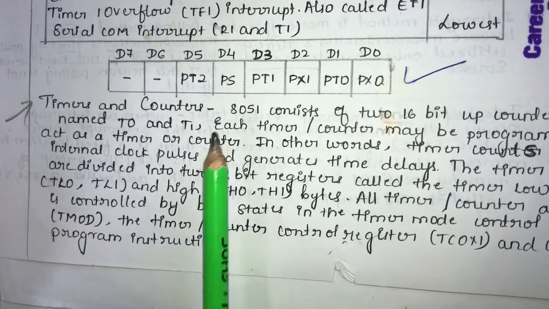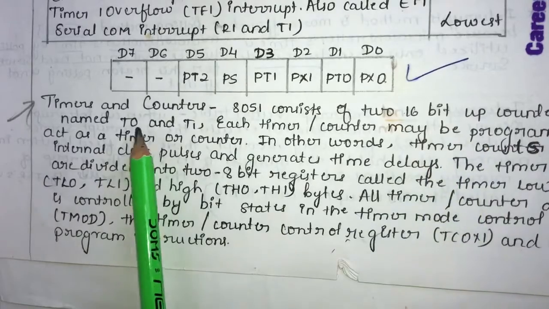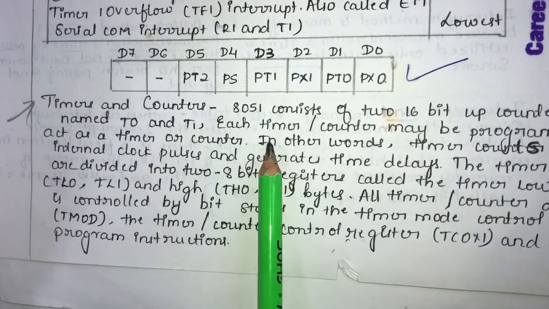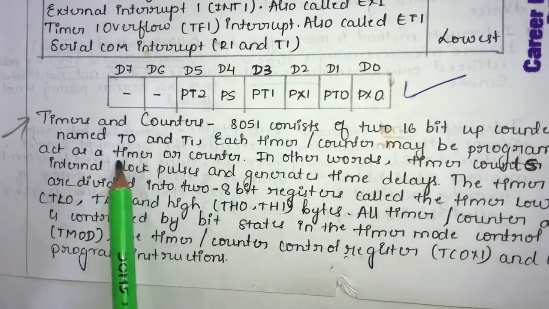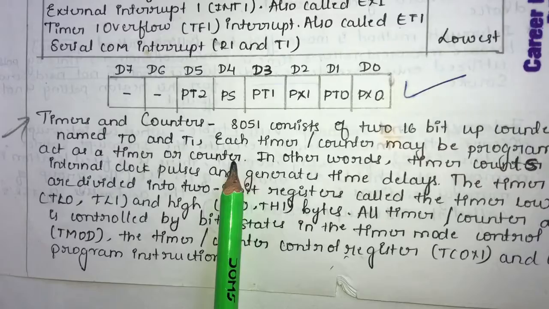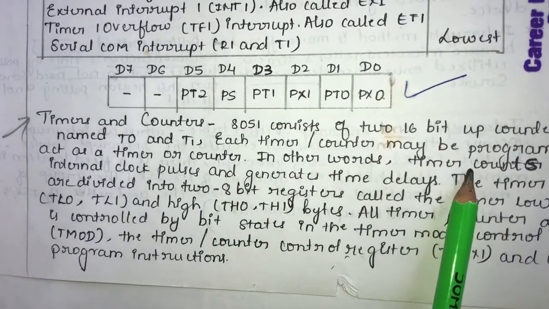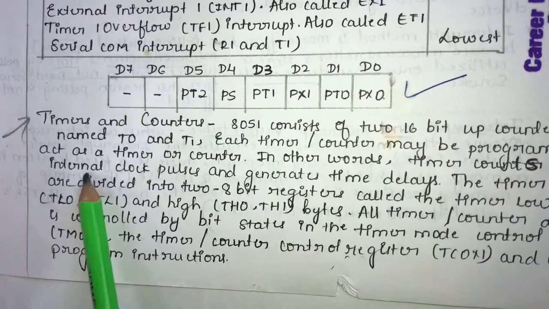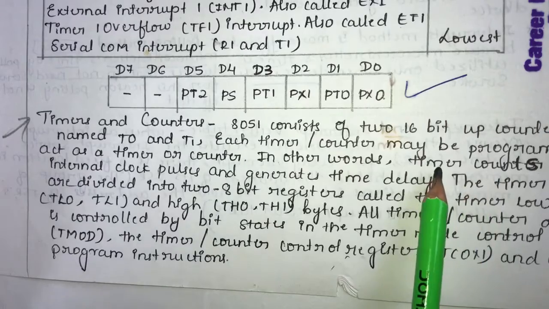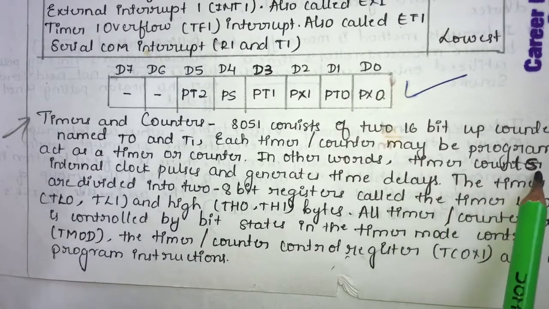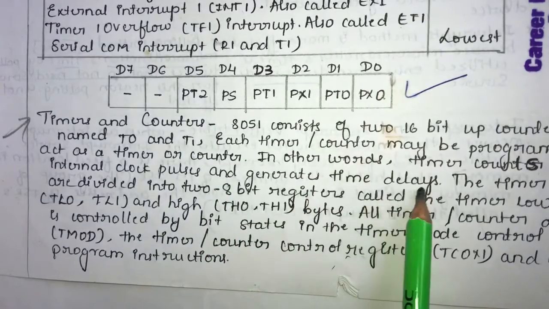Content is timers and counters. As we know, 8051 consists of two 16-bit up counters, namely T0 and T1, and each timer or counter may be programmed to act as a timer or counter, depending upon the signal whether it is high or low. In other words, the timer counts the internal clock pulses and is going to generate the time delays.